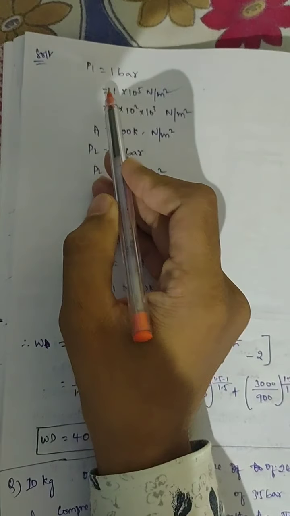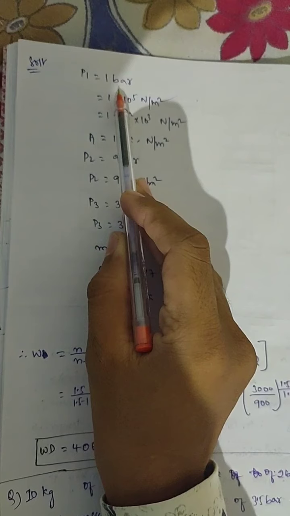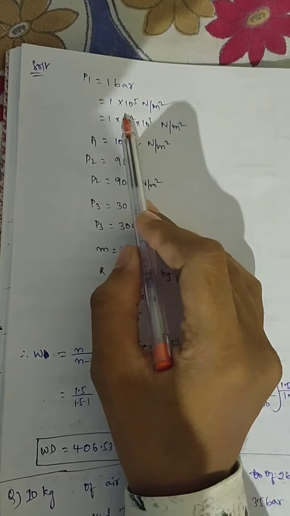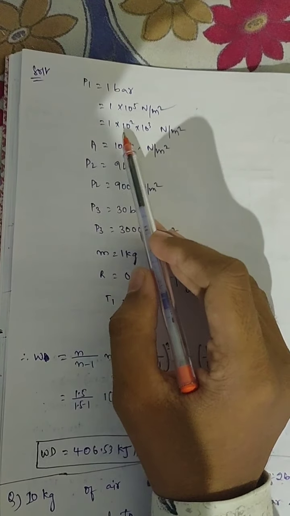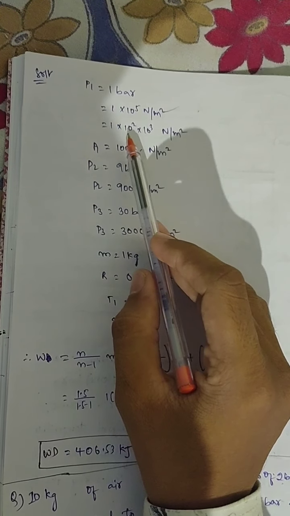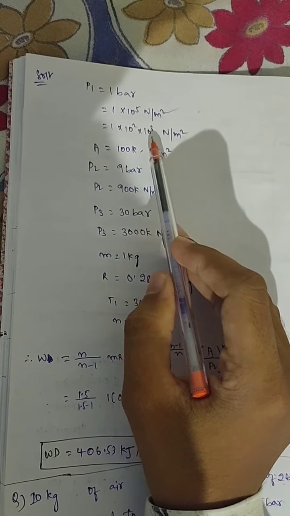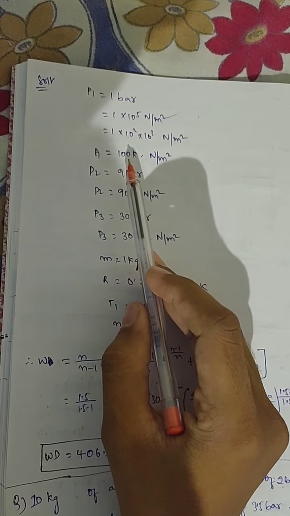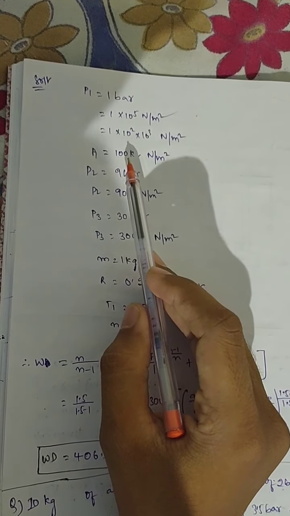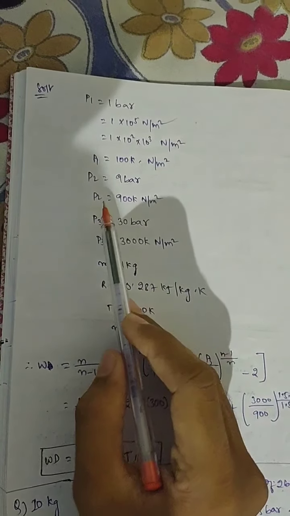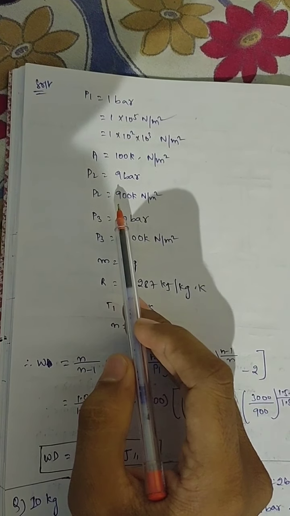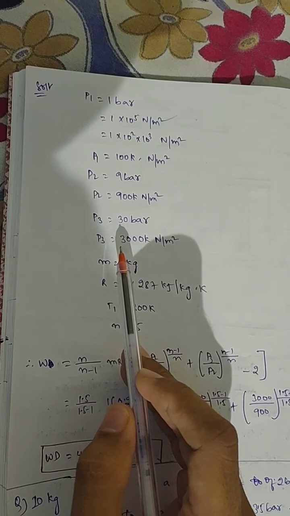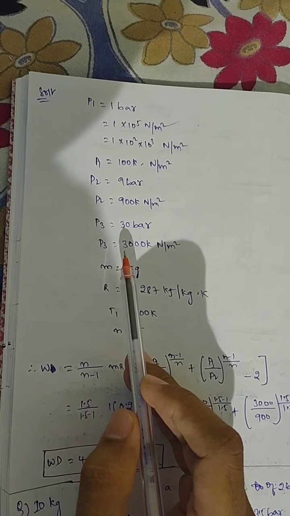And this is the solution. P1 is 1 bar. 1 bar value is 10^5 N/m², so P1 equals 100 kN/m². P2 equals 9 bar, P2 equals 900 kN/m². P3 equals 30 bar, P3 equals 3000 kN/m².